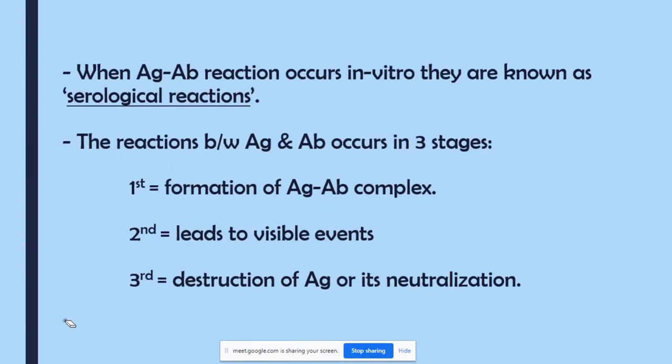Coming to the serological reactions, we make these antigen and antibody react in laboratories in vitro. When they react with each other, they do that in three steps. First, they form the complex, and that complex is so huge that it leads to visible clumping. So what happens with the antigen antibody binding? It will either destroy the antigen or neutralize it.